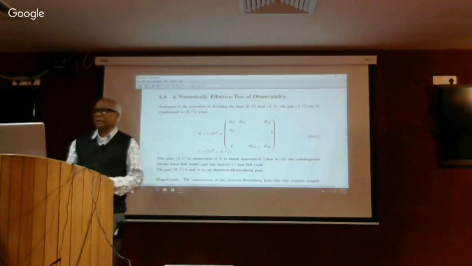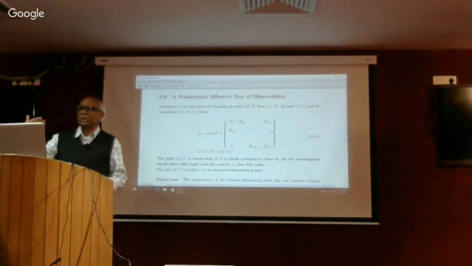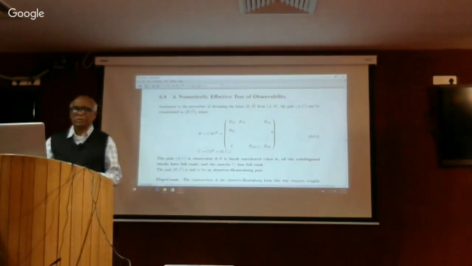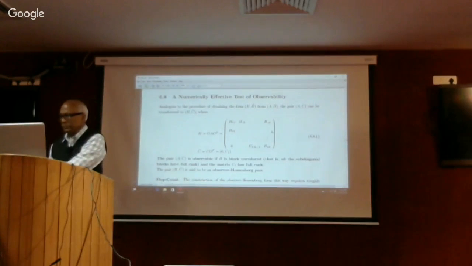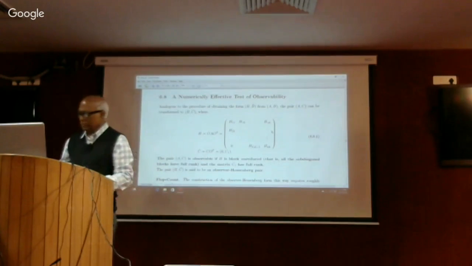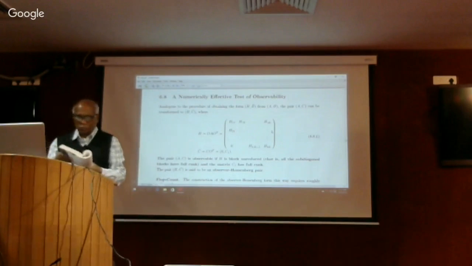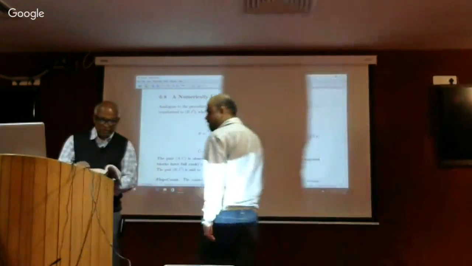It's determined by the pair A, C. And the analogous criterion to Kalman's criterion of controllability for observability is the following. Let me write it down. Can we go to this page so that I don't have to write it?